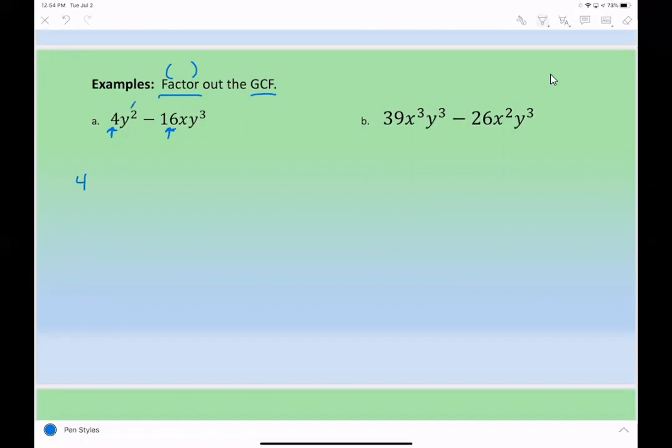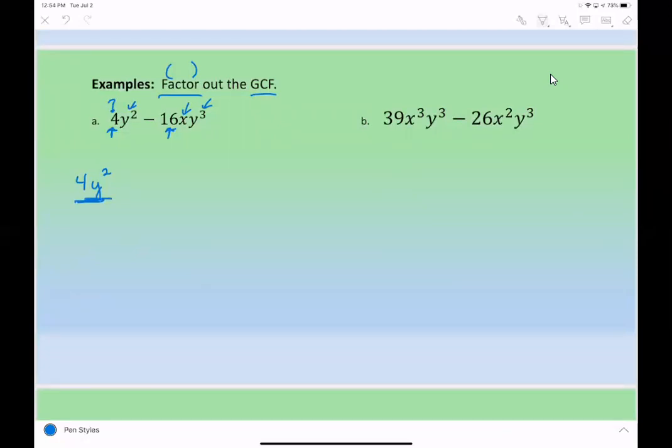In this first term we have a y squared. Does the second term have a y? It does, it's got 3 of them. So we're going to take out the smaller of the two, which is y squared. Now when I look at the second term, I see there's an x. Does the first term have an x? It does not. So that means we will not have an x in this GCF.